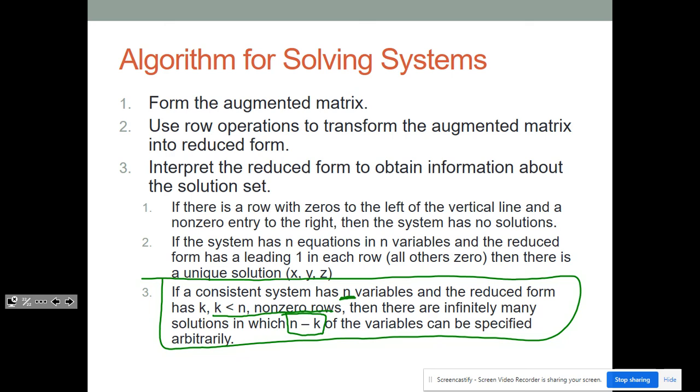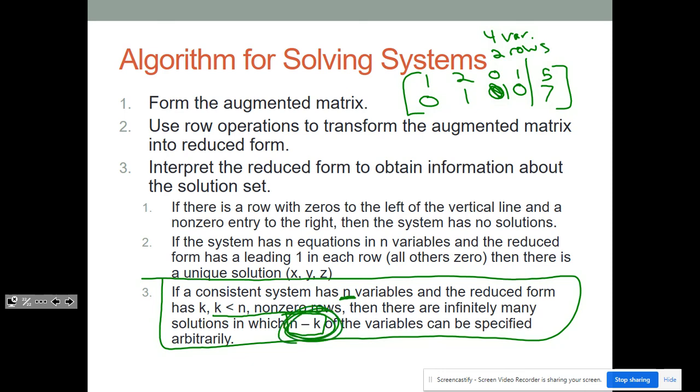So if I work something out and I had, let's just say I finished with this, something like that, okay? Where now I've got 4 variables, 2 rows, okay? That means n minus k, so the number of variables minus the number of rows, that's the number of arbitrary. So 4 minus 2 means 2 arbitrary, okay? And that's what you need to know for a test.